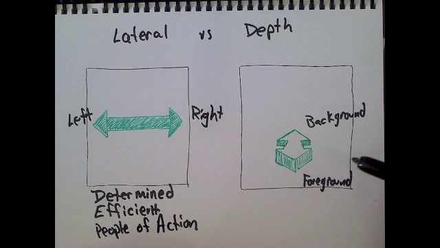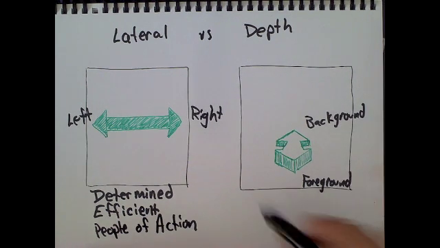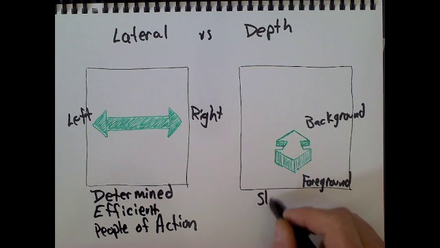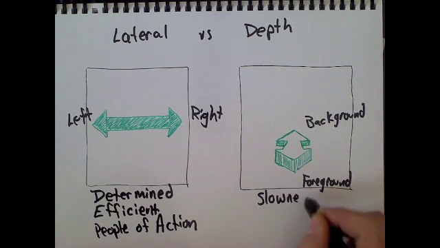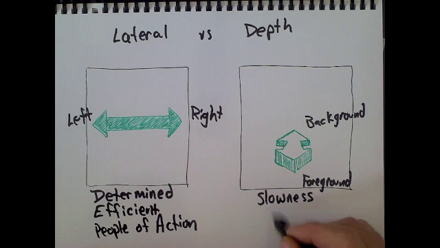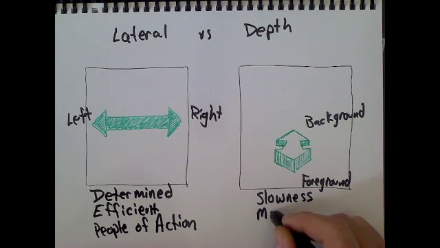Conversely, if you're moving from the foreground to the background or from the background to the foreground, there is an element of slowness, and the movements become dragged out.